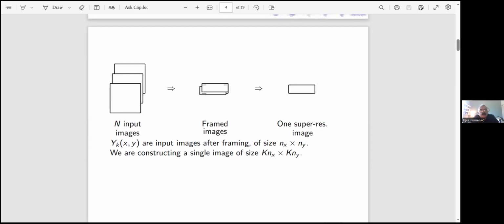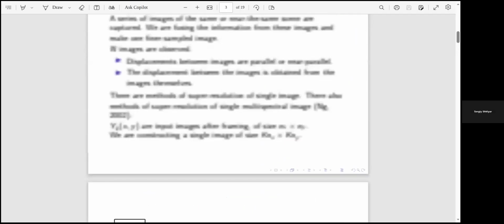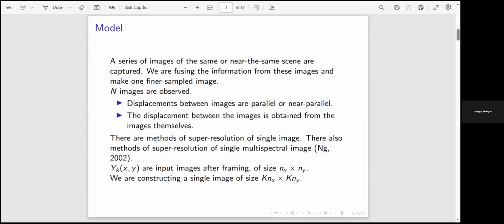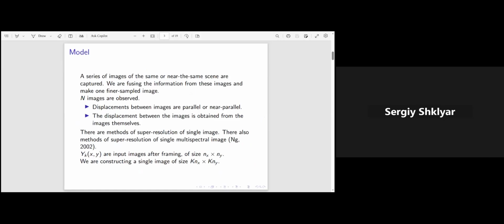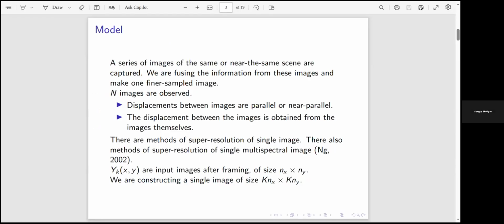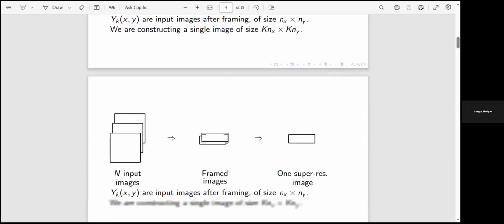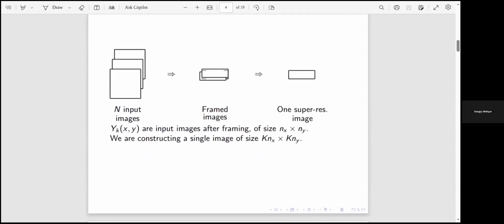Can you go to the first slide? Yes, perhaps. Displacement between images are parallel or near parallel, so it looks like small pieces, right? In other words, as physicists, what is n_x and n_y size? What is k? Okay, sorry. Well, I'll try to use this slide.